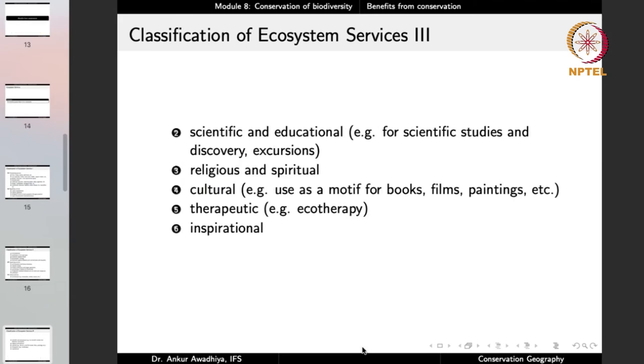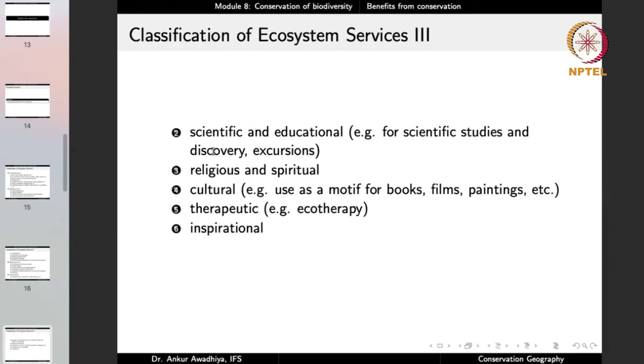Scientific and educational services. For example, well-functioning ecosystems are good areas for scientific studies, for discoveries, for excursions. If you had to teach people about botany, where would they find a large variety of plants to understand, say, different leaf forms or different types of growths of plants? So well-functioning ecosystems also provide a role for scientific studies. If you wanted to study animal behaviors, the whole field of ethology is based on well-functioning ecosystems.